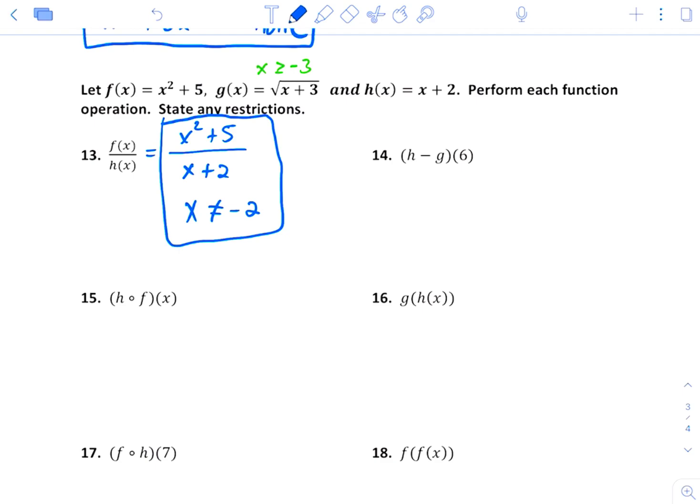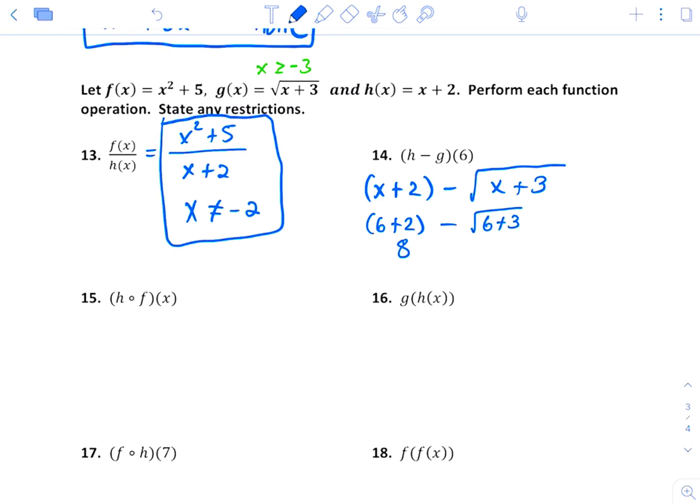Now on 14, there's a couple different ways that you can work through this correctly. So to start with, I can just ignore the fact that I have a number here and treat it like an x. So I have my h and then minus g. Okay. So notice how I can't combine any like terms because of my square root symbol here. So at this point, I'm going to substitute in that 6 for all of the x's. And then we will continue to simplify.